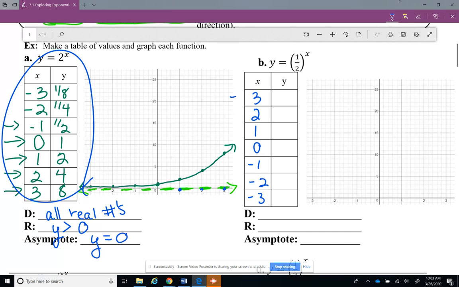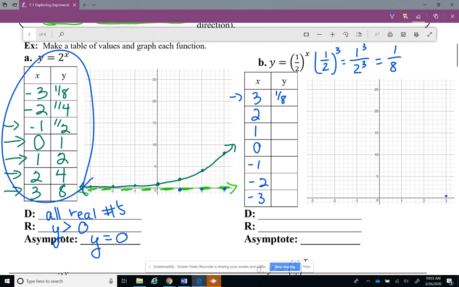All right, I'm just going to start at the top this time, and I'm going to do 1/2 to the third power. Now remember, that's 1 to the third and 2 to the third, okay? So that's going to be 1 over 8. And let's go ahead and graph it. 3 and then 1/8.